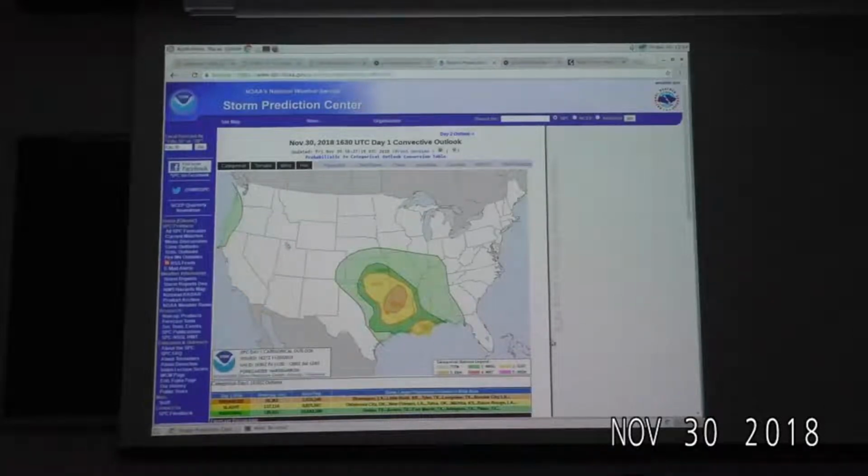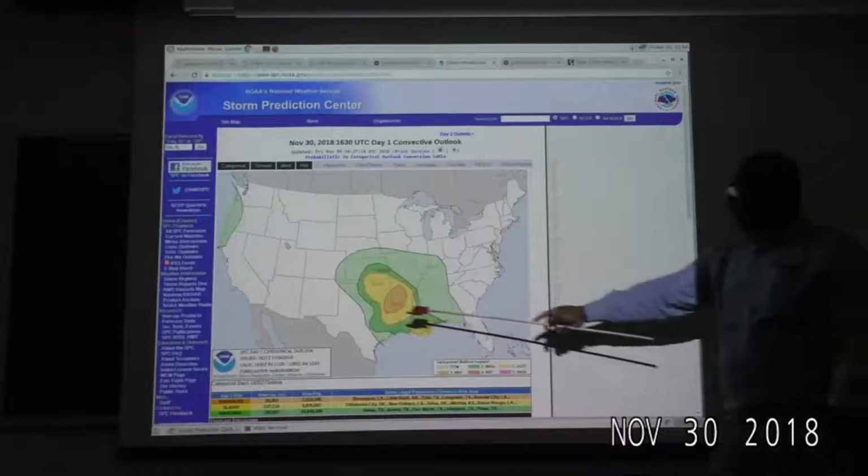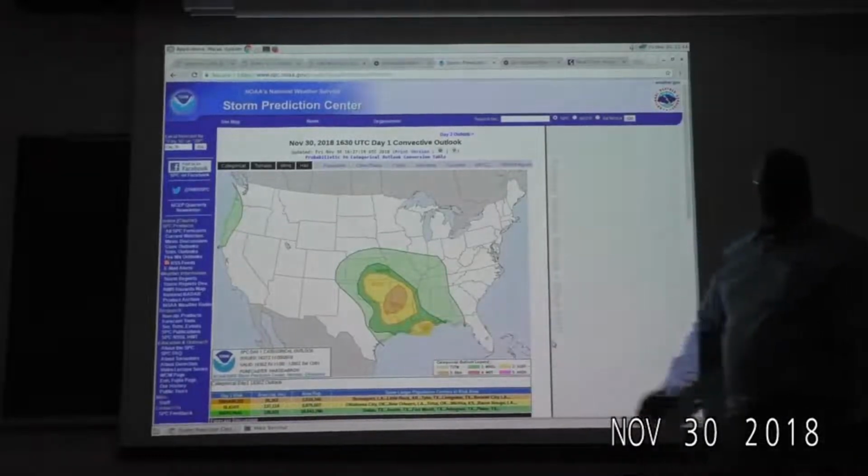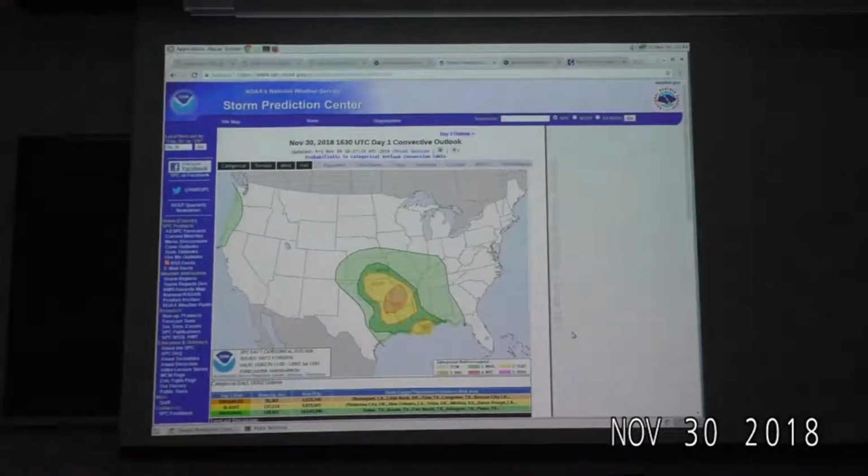It's right along that dry line too. Well, the dry line's more back here right now, right? Well, I'm thinking it's going to be over there later. Yeah, it'll be advancing toward the east.